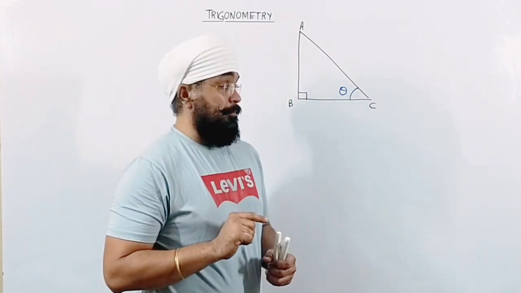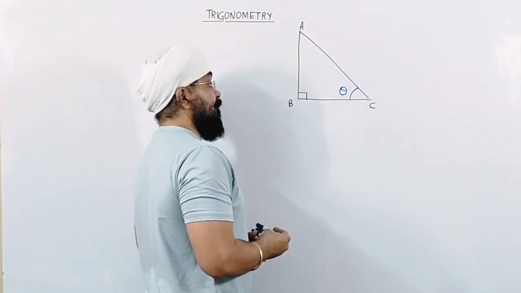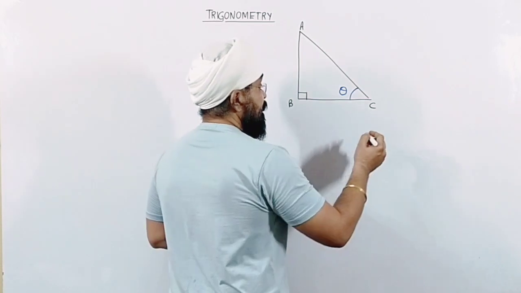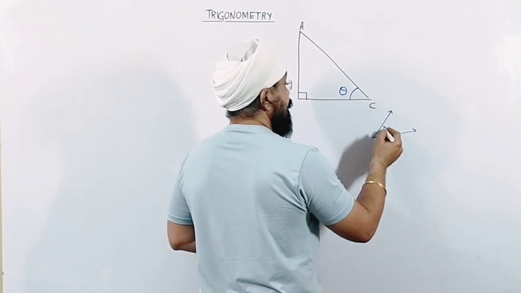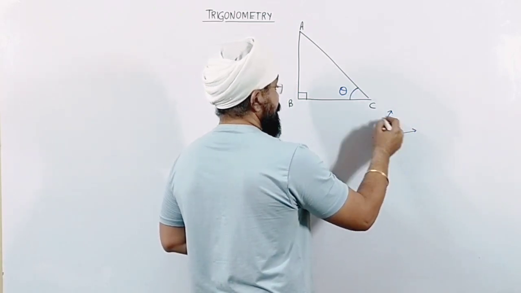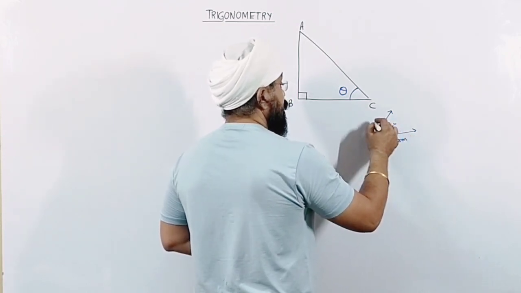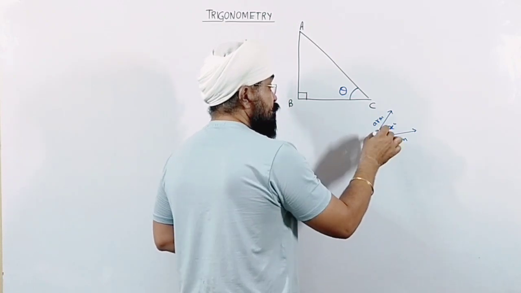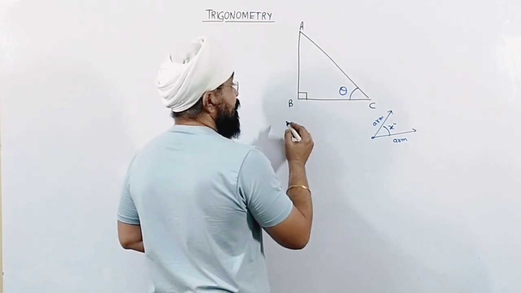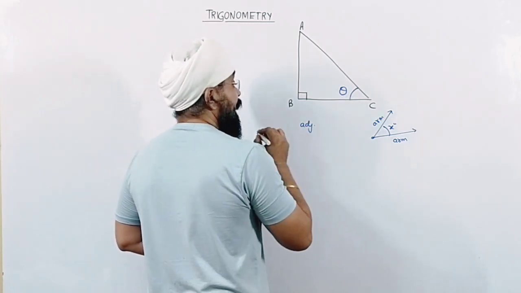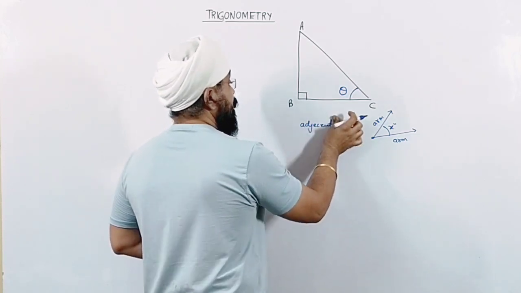So there is a relationship between this angle and the sides. Now there are two things that you have to keep in mind. If any angle is given to you, let it be x degrees, then these are the two arms. So we can also say this is the adjacent arm. Now, if I go with this angle theta, I'll write here adjacent to theta.